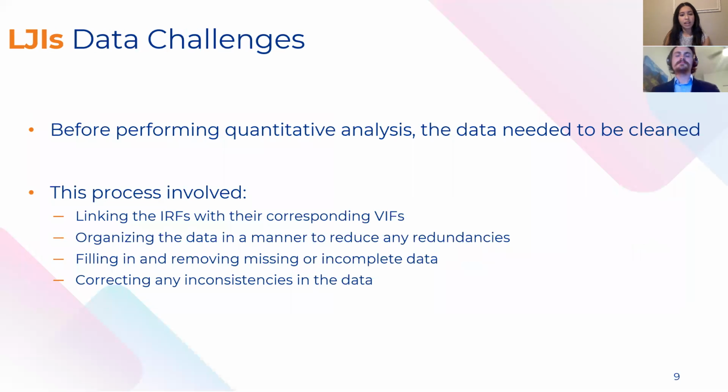So while we had years' worth of data in the form of IRFs and VIFs, we could not do the analysis without cleaning up this data. So our process included linking the IRFs to the VIFs. And just to give a little bit of context, each person in a group doesn't actually have an IRF. An IRF is filled out for an entire group, and then a VIF is filled out for each person in the group. So we had to link the IRFs to their corresponding VIFs for each person in the group.